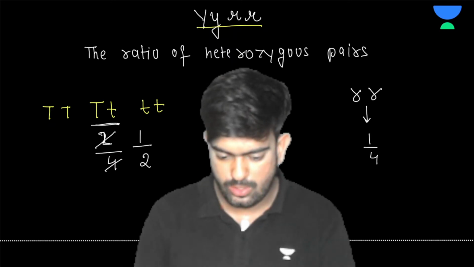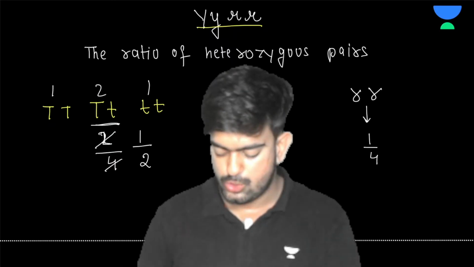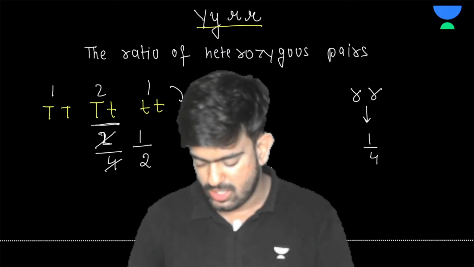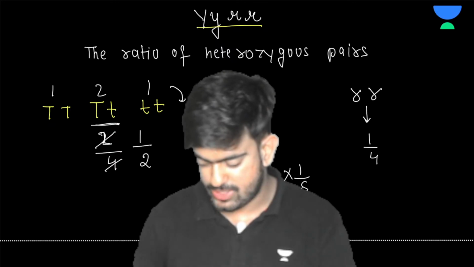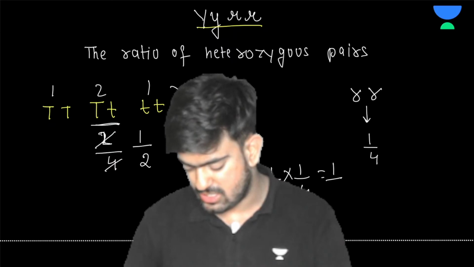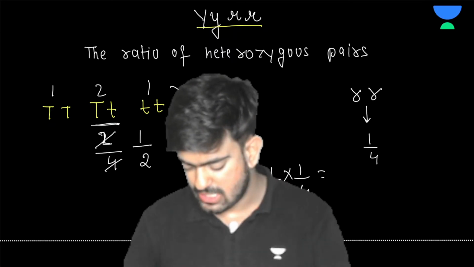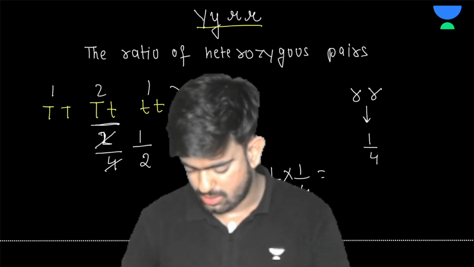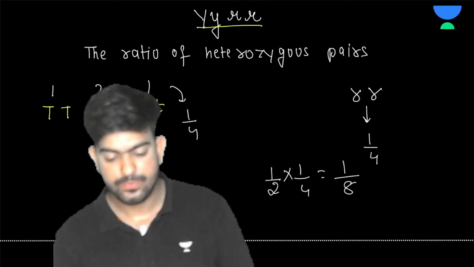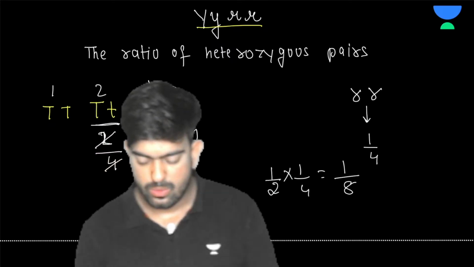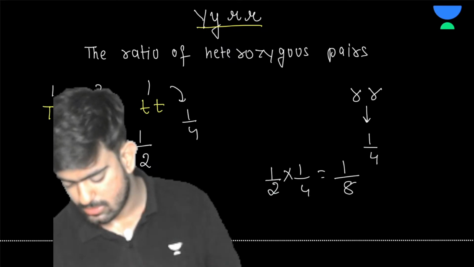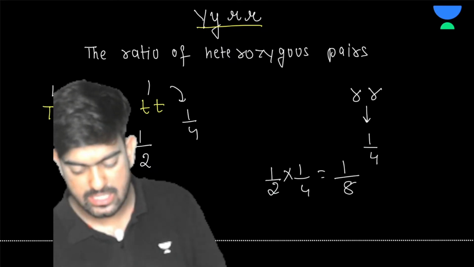How? See, this was 1:2:1. So its ratio will be 1/4. Okay. Now what you have to do? Just multiply those ratios and you are going to get the answer, which is, one second, 1/8. Clear to everyone? This will be 1/8. I hope that this is clear to each and every one of you.